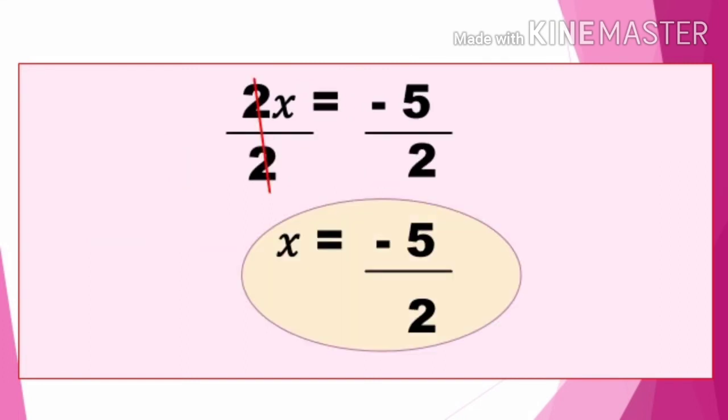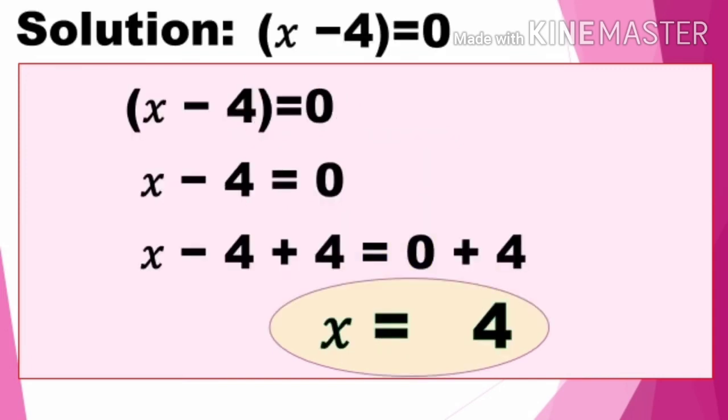The next step is to solve for x. We have 2x equals negative 5. To solve for x, we eliminate 2. To eliminate 2, we divide both sides of the equation by 2. Now we have 2x over 2 equals negative 5 over 2. Then 2x divided by 2 is x, so x equals negative 5 over 2. The value of x in fraction form is negative 5 over 2.